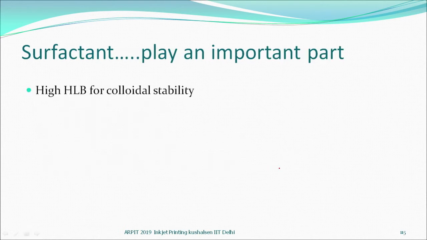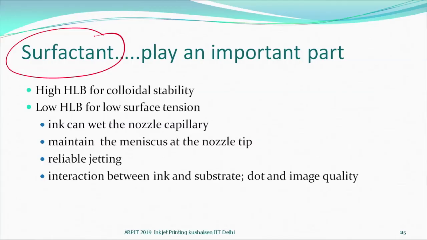And therefore, you may have surfactants also in the formulation, all right. So, surfactants are defined by their hydrophilic lipophilic balance values, which is the HLB. High HLB means more colloidal stability. A low HLB is for the low surface tension ink, can wet the nozzle, can maintain meniscus at the tip, can help in reliable jetting, and also can have interaction between ink and substrate.